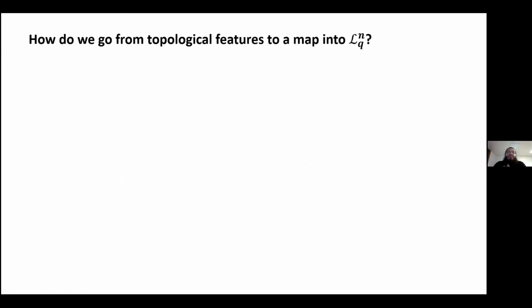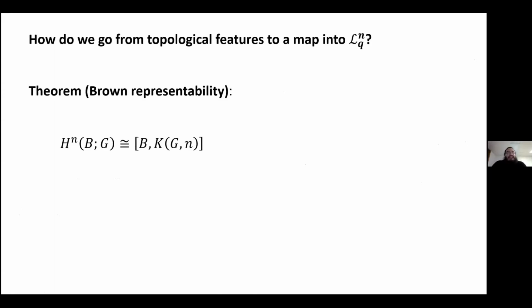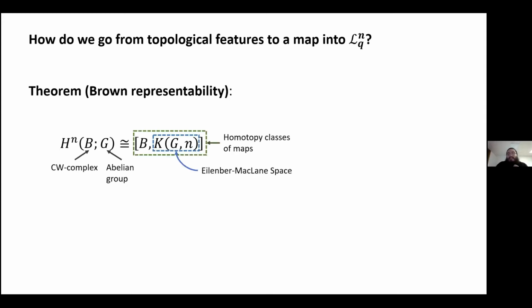So how do we go from topological features to obtaining quote unquote interesting maps into lens spaces? To do this, we're going to use the Brown representability theorem, which, as a reminder, has on the left-hand side the cohomology of a CW complex with coefficients in an abelian group, and on the right-hand side, homotopy classes of maps into Eilenberg-MacLane spaces.